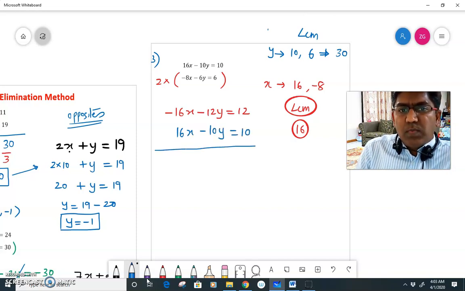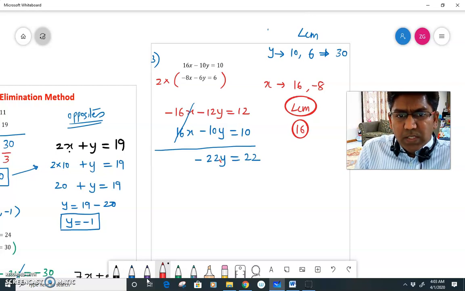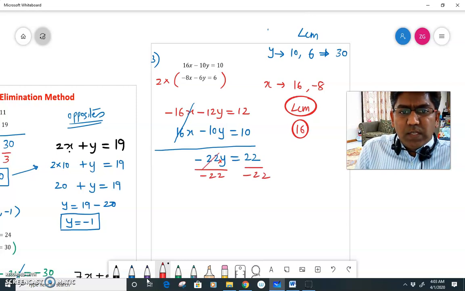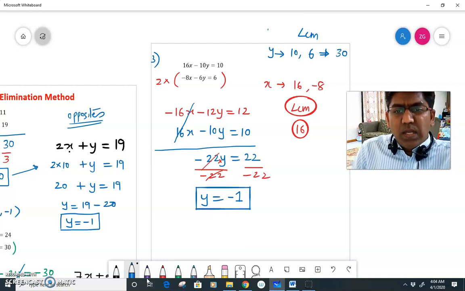Now to cancel it out, because the coefficients of x are opposite, they will cancel each other. Minus 12 minus 10 will give me minus 22y, and 12 plus 10 is 22. Now minus 22 and y are in multiplication, so I'll divide both sides by minus 22. On the left hand side, minus 22 will get cancelled. I'll get 1y, which is y, and 22 divided by minus 22 is minus 1. So I got the value of y as minus 1. I need to find the value of x.